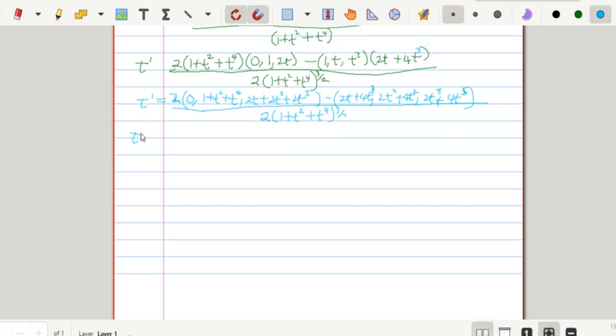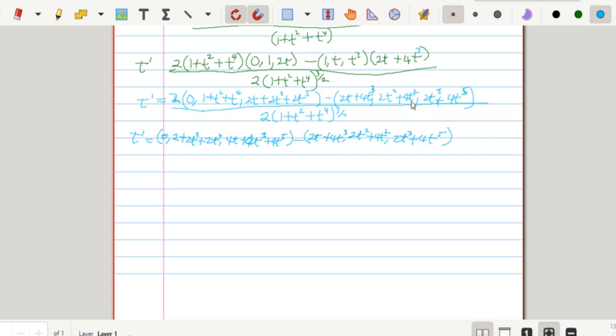So opening this bracket, we're going to have 0, we're going to have 2 plus 2t squared plus 2t raised to the power of 4, comma 4t plus 2t raised to the power of 3, 4t raised to the power of 3 plus 4t raised to the power of 5, and this is going to be minus 2t plus 4t raised to the power of 3, comma 2t raised to the power of 2 plus 4t raised to the power of 2, comma 2t raised to the power of 3 plus 4t raised to the power of 5.